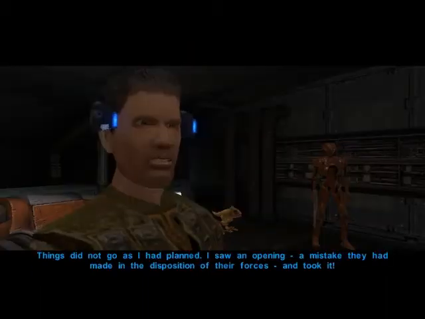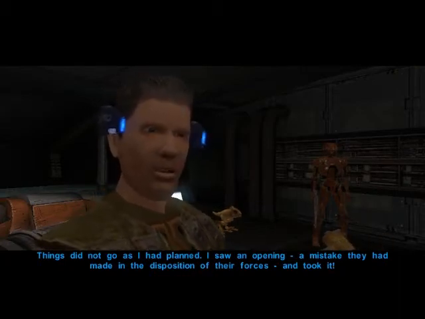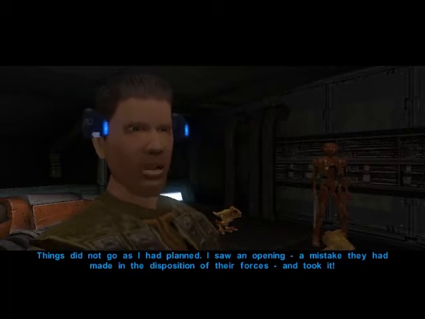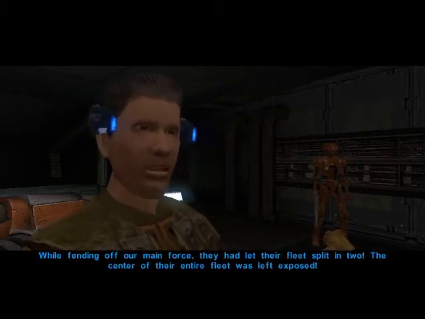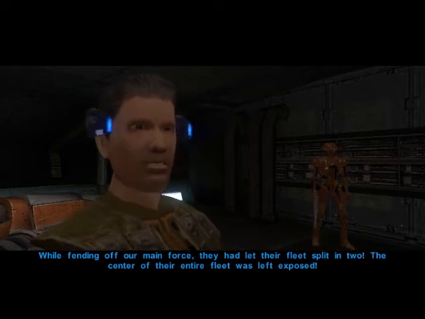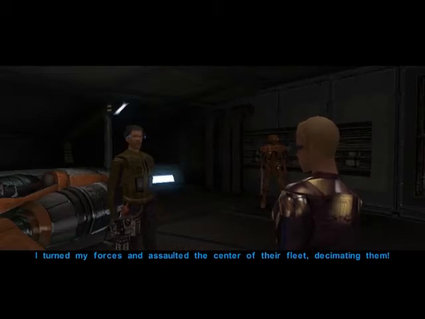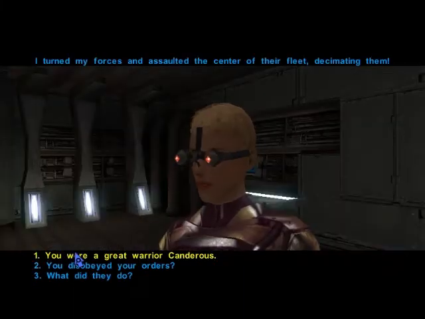Things didn't go as I had planned. I saw an opening, a mistake they had made in the disposition of their forces, and took it. While fending off our main force, they had let their fleet split in two. The center of their entire fleet was left exposed. I turned my forces and assaulted the center of their fleet, decimating them.